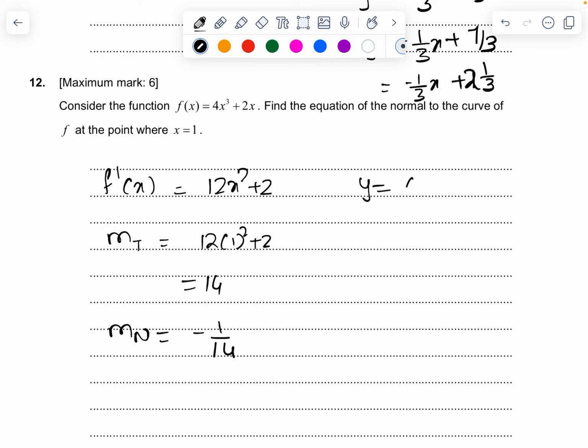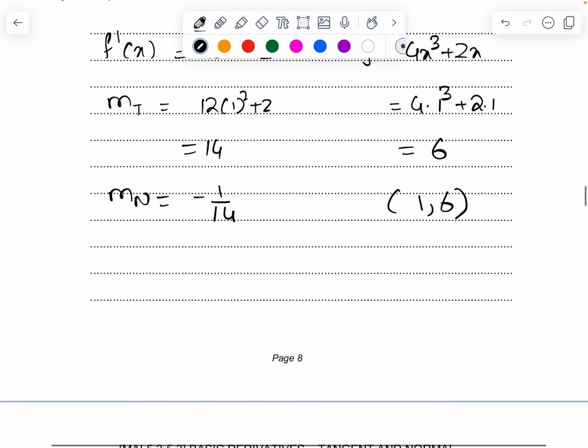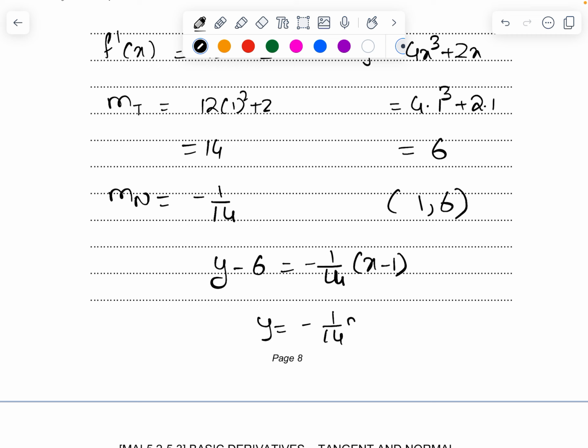Now the point: y equals 4x cubed plus 2x. So 4 times 1 cubed plus 2 times 1, which is 6. So the point is 1 comma 6. So the equation will be y minus y1 equals m times x minus x1. So y equals negative 1 upon 14x plus 85 upon 14.